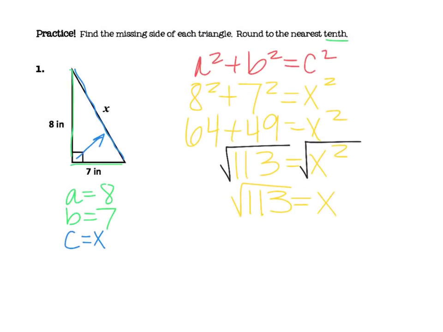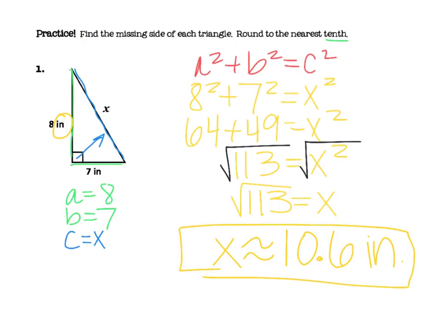Now, we don't want to just leave it as the square root of 113. We want to plug it into our calculator and get an approximate answer. So we would say that X is approximately, those two little squiggly lines mean approximately. We put it into our calculator and we get that X is approximately 10.6. We're rounding to the nearest tenth, to one decimal place. And because it's in inches, we want to put it back into the correct units. So we say that X is approximately 10.6 inches.